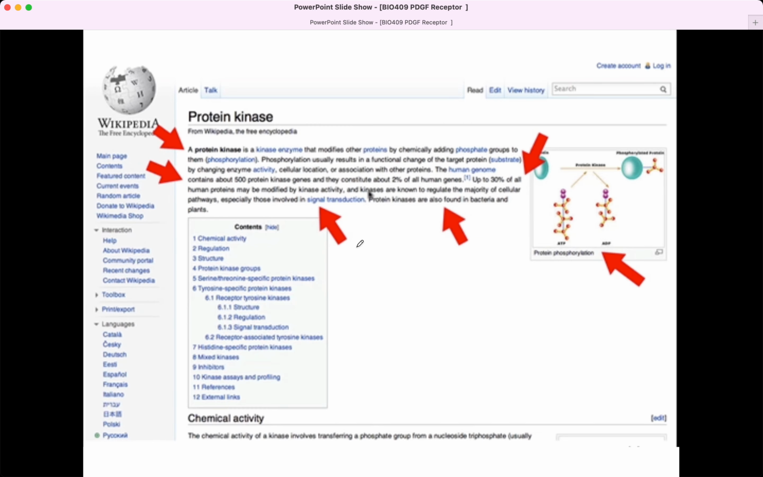Here's a Wikipedia page on protein kinases. The chemical activity of a kinase is, well, it's an enzyme that catalyzes a chemical reaction. The chemical reaction is to transfer a phosphate group from ATP, typically ATP, to a target. And the target could be a protein or another molecule that gets phosphorylated, and we'll meet both kinds.